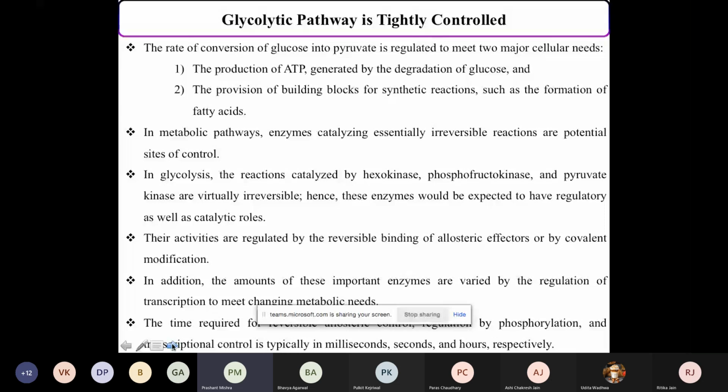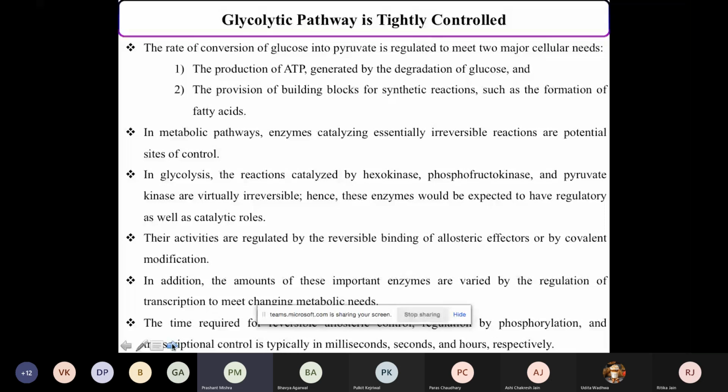So how should they be controlled? They should be controlled on the basis of the demand for ATP. ATP is the general currency, and that's why ATP is the one which is controlling the reactions of the glycolytic pathway. So the production of ATP is generated by degradation of glucose. So what is the role of the glycolytic pathway? One thing is that it generates ATP. You have seen there is a very quick production of 2 ATP when glucose is converted into pyruvate.